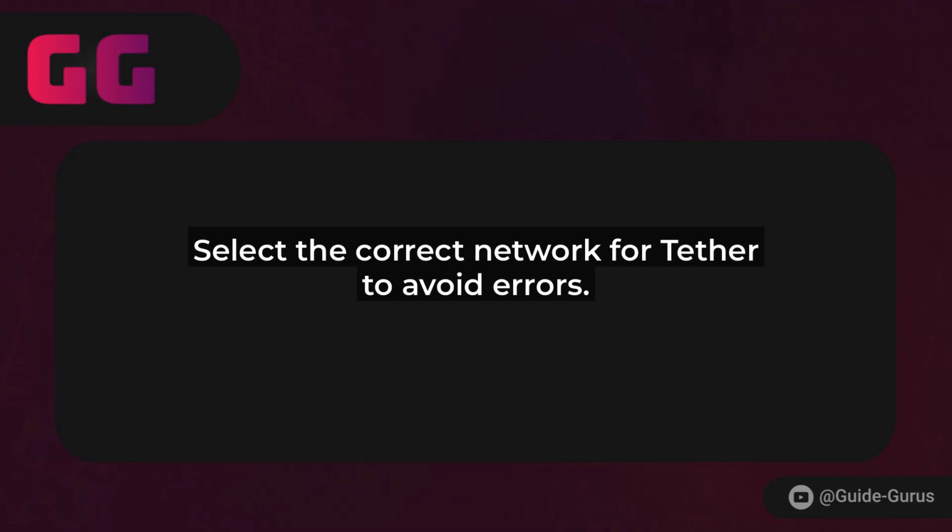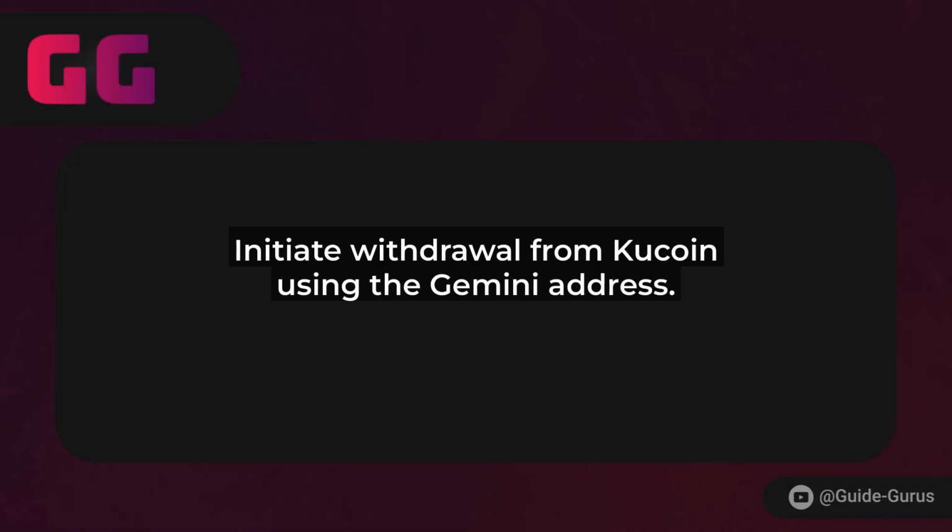Next, hop over to KuCoin. Go to your wallet, select Tether, and choose the Withdraw option. Paste the address you copied from Gemini, and specify the amount you want to transfer. Don't forget to select the correct network. Mismatches can lead to lost funds.